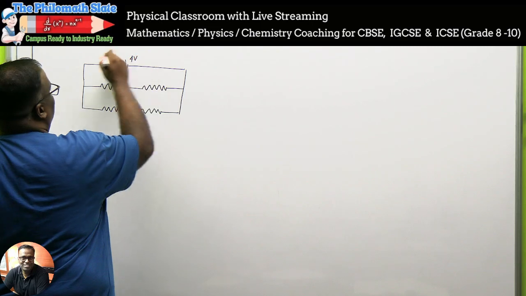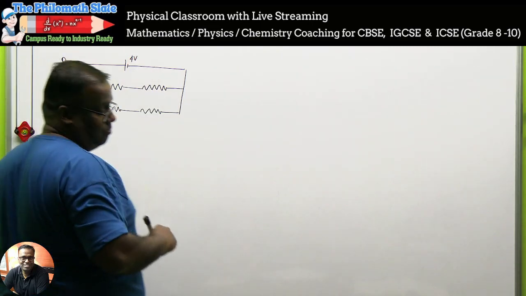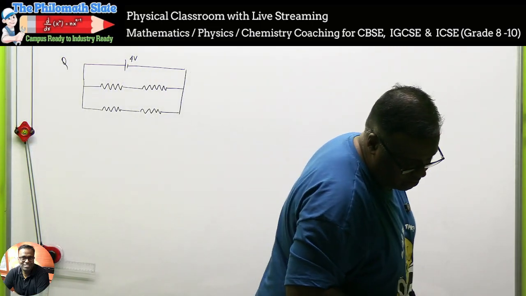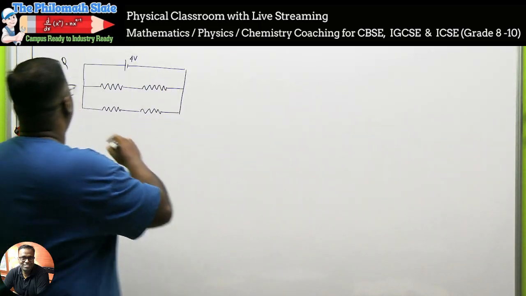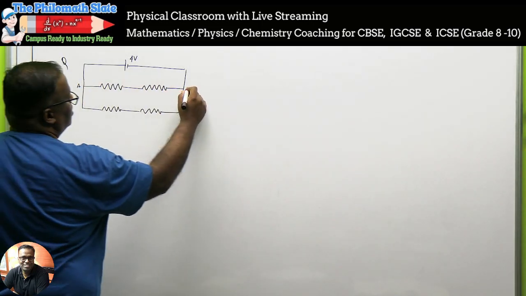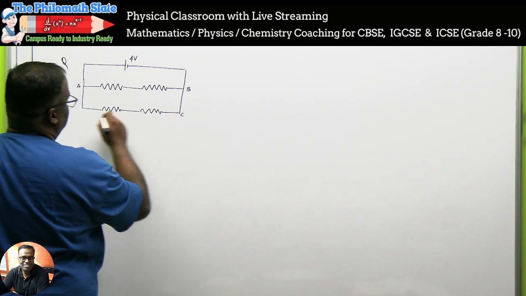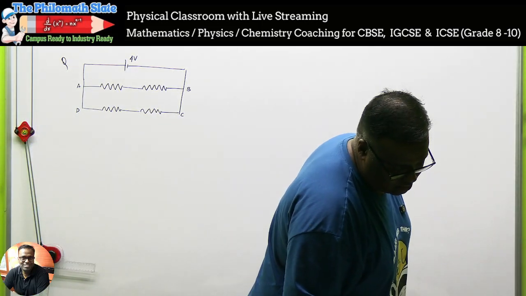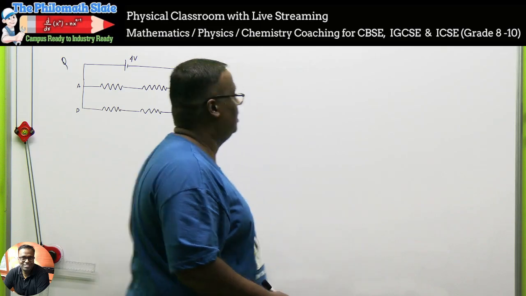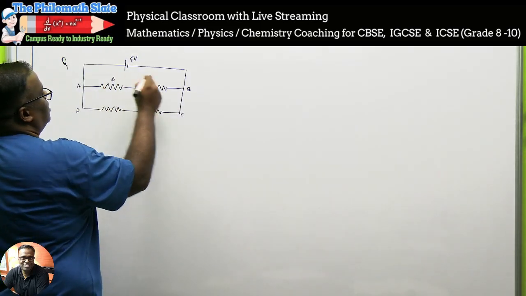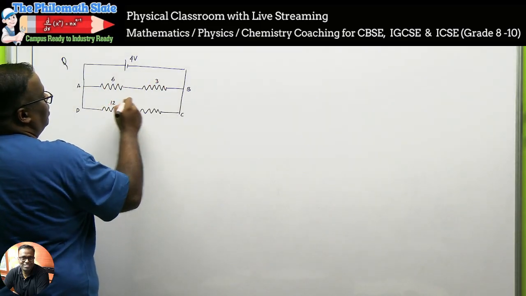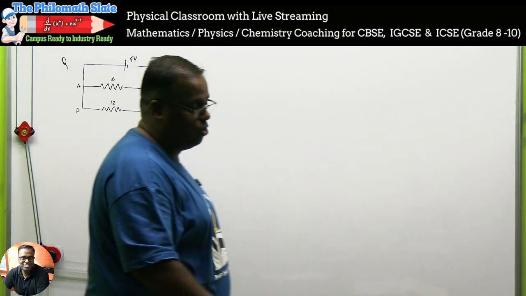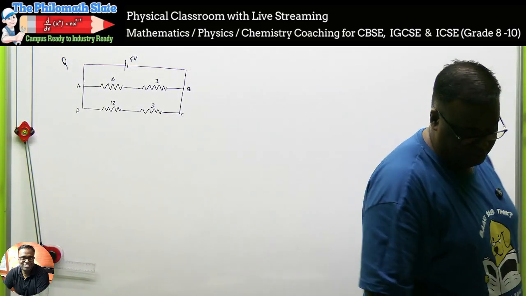This is 4 volt. Acha. And we have got A, B, C, D, A, B, C, D. Okay, A, B, C, D, and 6, 3, 12, 3. So 6, 3, 12, 3. Question तो पता ही नहीं. ये डायग्राम पहले बना लीजिए.